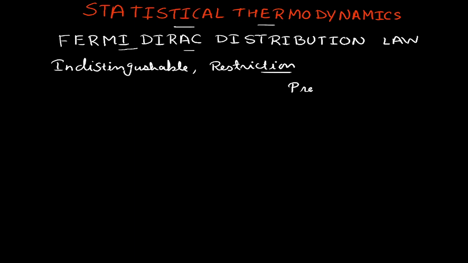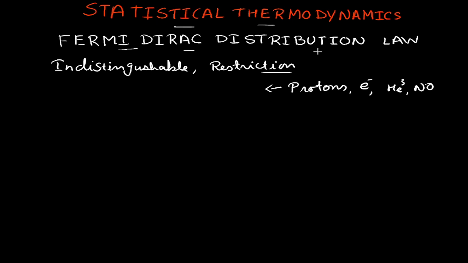protons, so we have protons, we have electrons, then helium-3, and one more example, that is nitrous oxide. So these are a few examples of systems that have half-integral spin, and these particles will obey the Fermi-Dirac statistics. And as this statistics was given after the advancement of quantum statistics, it is also known as quantum statistics.